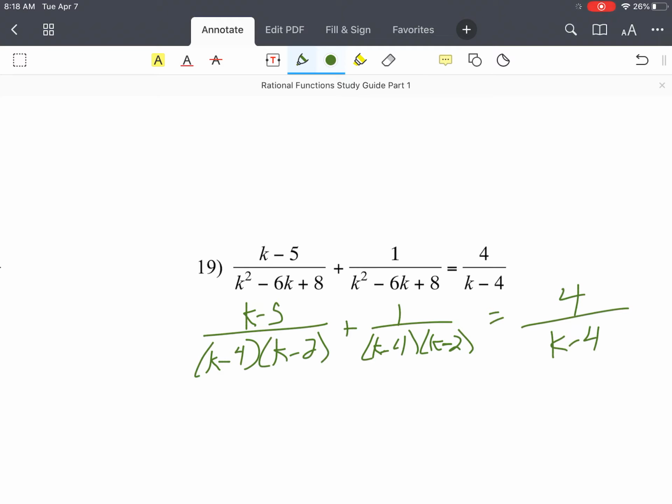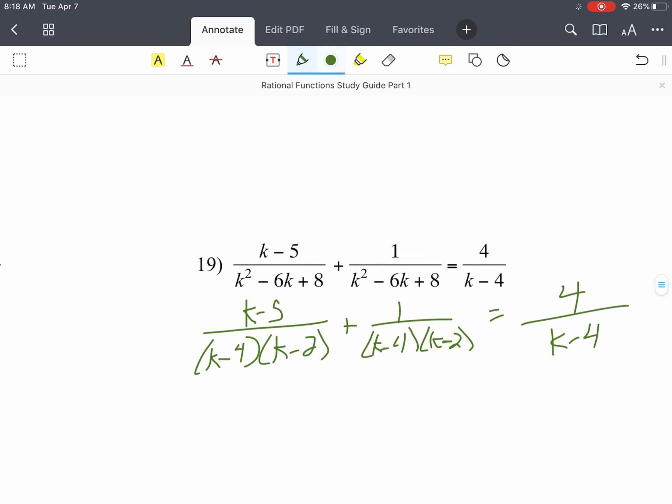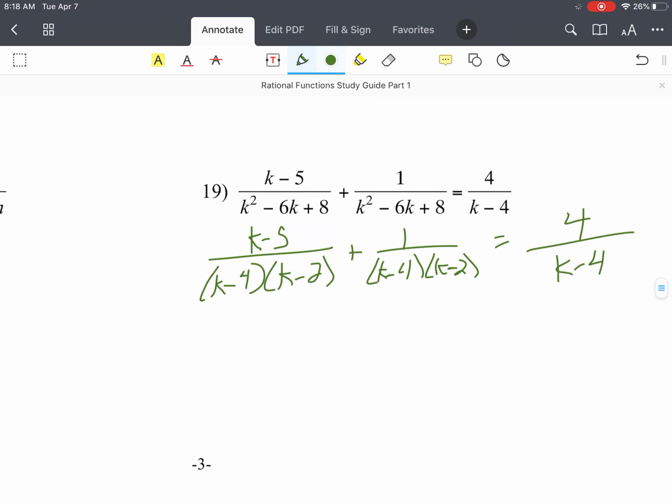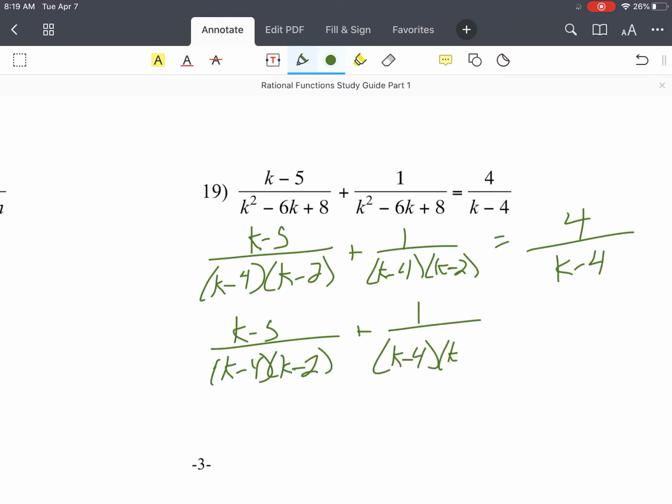Okay. So it looks like the left two are the same already, which is kind of nice, but the right one needs a k minus 2. So we've got k minus 5 over k minus 4 times k minus 2. We've got 1 over k minus 4 times k minus 2. And over here, we're going to need the k minus 2.